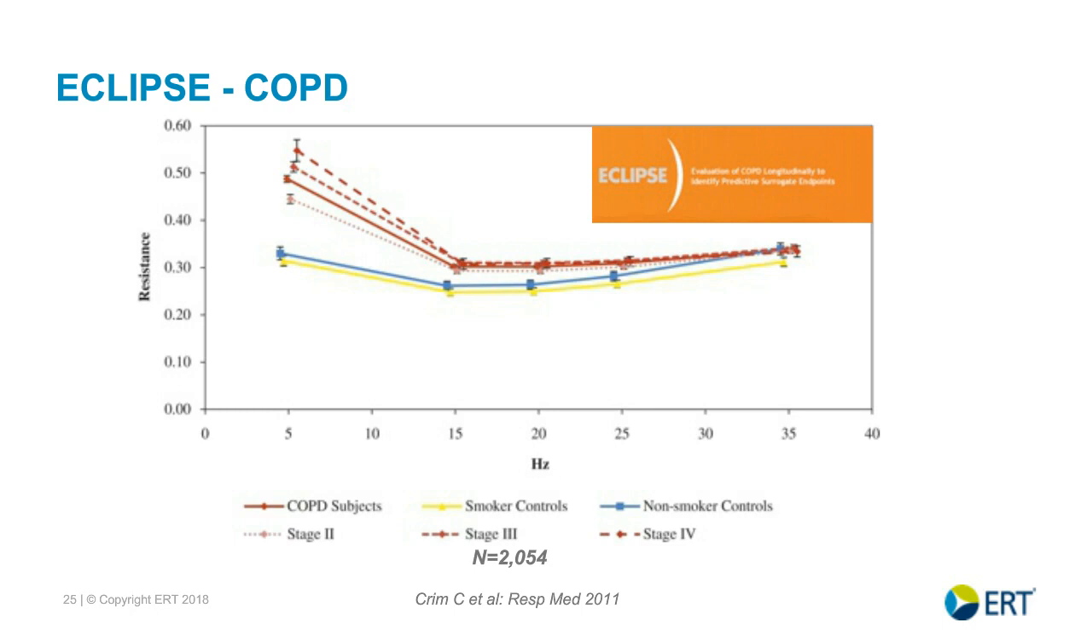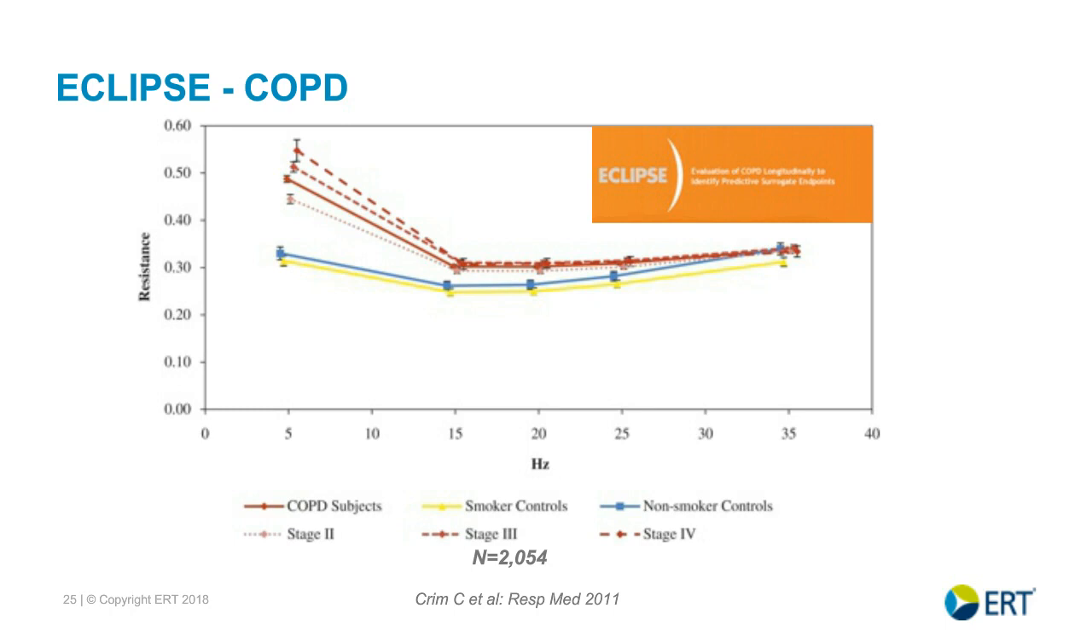And what you can see is that the FOT here, this is the R5 minus R20, just tracks the COPD gold stage in the COPD population, looking at stage 2, 3 and 4. And there's no real difference between smoking controls and non-smoking controls in this frequency dependence of resistance between 5 and 20 hertz in this data.